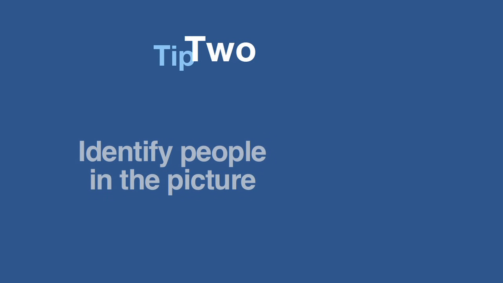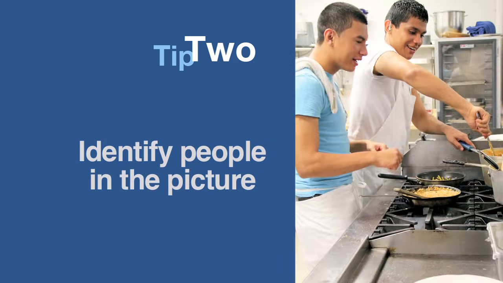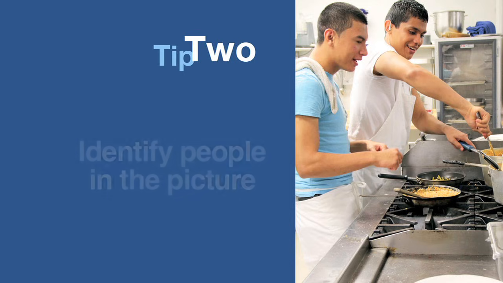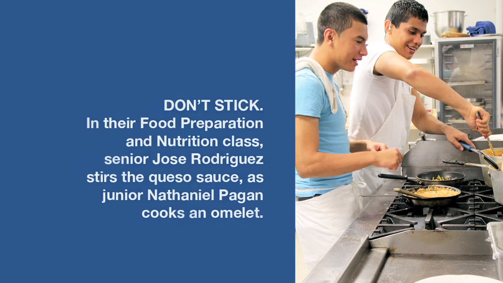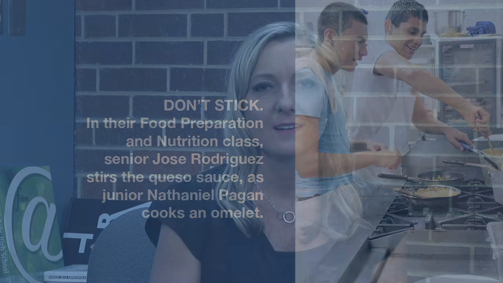Tip 2, identify people in the picture. Generally, identify the center of visual interest, those in the picture who are important to the telling of the story. For example, "In their food preparation and nutrition class, Senior Jose Rodriguez stirs queso sauce as Junior Nathaniel Pagan cooks an omelet." Sometimes that might not be as simple as it seems. Your editors will have to decide how many people you'll identify: 4, 5, 7, or just the people in focus. Perhaps if there's too many people in the picture, you need to crop it tighter.